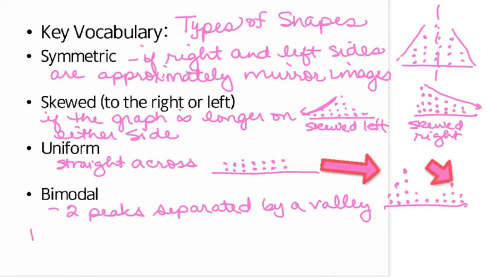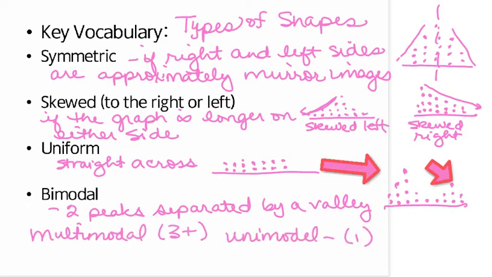Now you can have multimodal, which is really three or more. And you can have unimodal, and I'm assuming most of you can figure that one out. Unimodal means one peak. And we'll be looking at different distributions and determining what type they are.